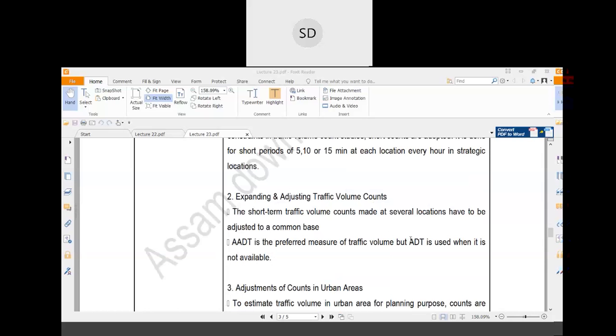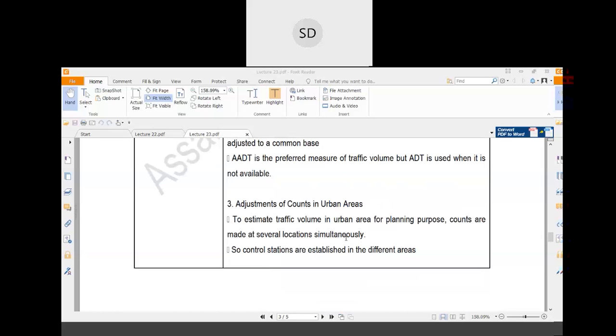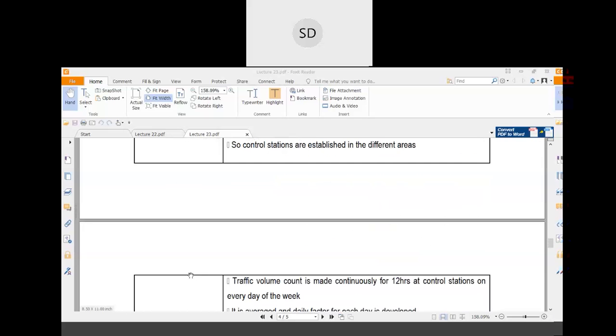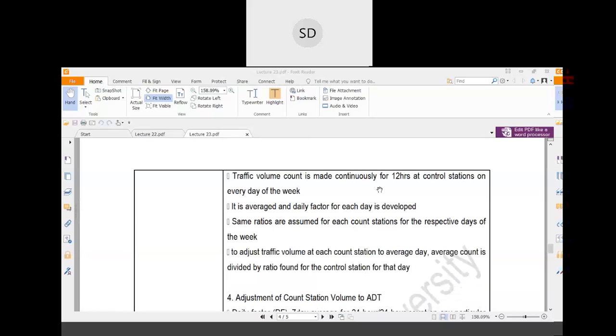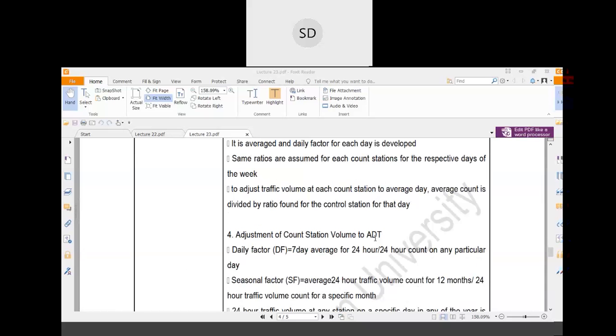The short-term traffic volume counts made at several locations have to be adjusted to a common base. ADT is the preferred measure of traffic volume, but short counts are used when it is not available. Adjustment of count in urban area: to estimate traffic volume in an urban area for planning purposes, counts are made at several locations simultaneously, so that different control points can be established. Traffic volume count is made continuously for 12 hours. These points we have already discussed.